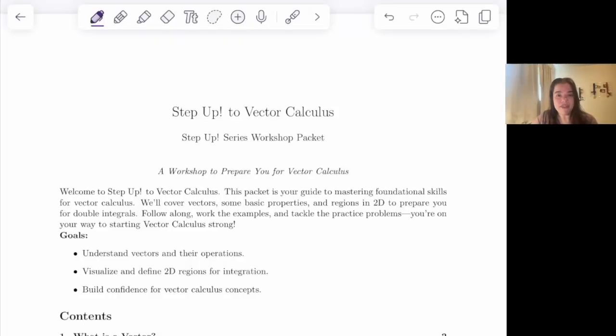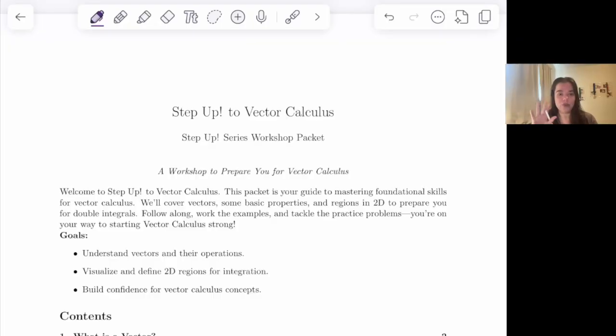Welcome to the Step Up to Vector Calculus workshop packet. Different than a topics packet, this workshop packet is going to go through a wide range of topics covered in vector calculus, and it's meant to be an intro. So this is a great thing to go over.